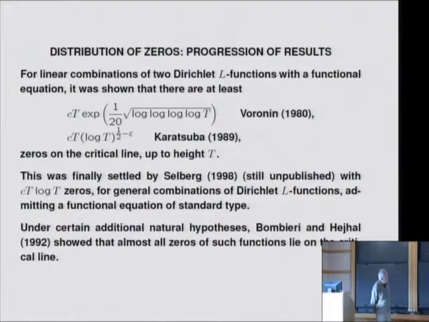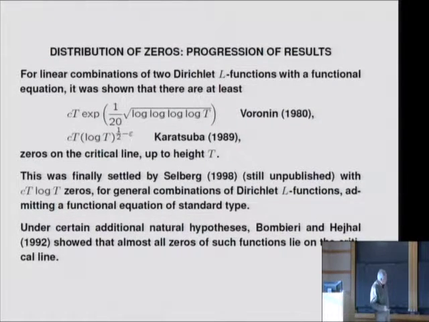That was improved by Karatsuba in 1989 to exponent half. To be precise, that was done at a conference in Maiori. I was present at that conference. And this result originally was 1 over 20 or 1 over 12, I think. And then everybody, Dennis Hejhal and Selberg and myself, we pointed out that the method used could give easily the exponent half, and then that was finished at the blackboard. But the idea was Karatsuba's. The one half was obtained through a discussion after a lecture.